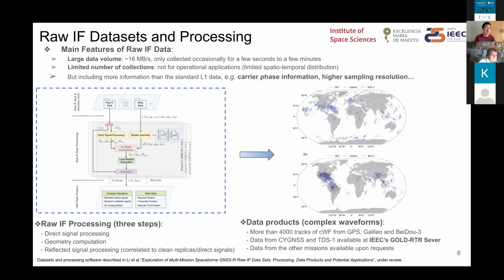We have processed all available RAW-F data and generated the complex waveform as the main data product. There are more than 4K tracks of the complex waveforms from different missions, and they are available through the IEEC GOLD-RTR server.